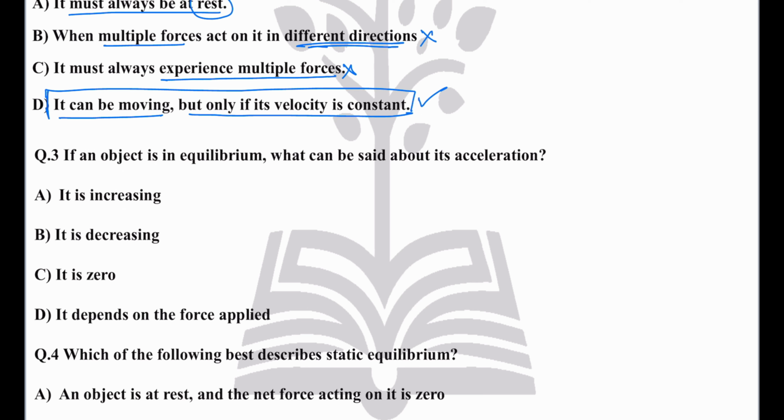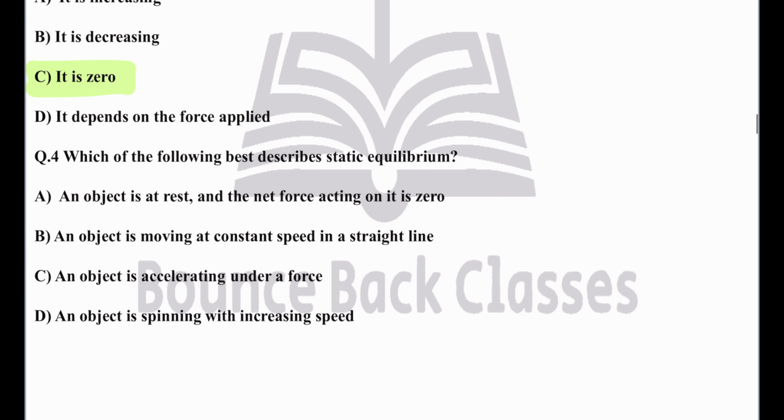If an object is in equilibrium, what can you say about acceleration? I told you acceleration is 0. Okay. Static, remember this word. Static means rest and dynamics. Okay. Static, dynamic. These two words are very important. Static means rest. Dynamics means motion.